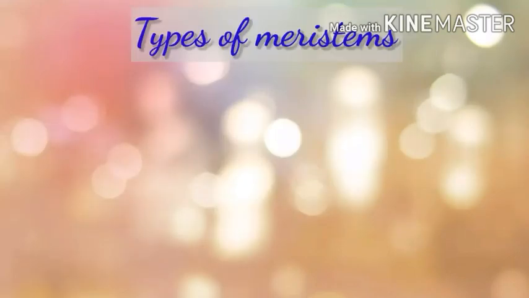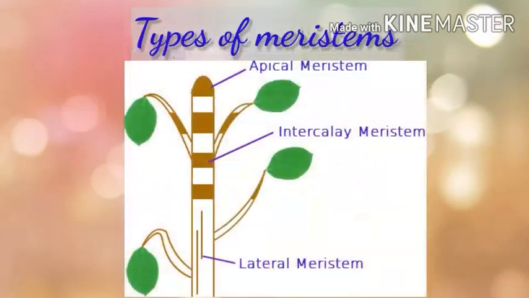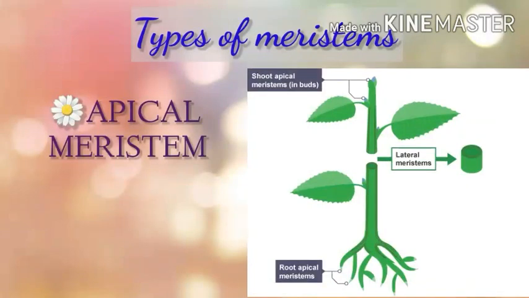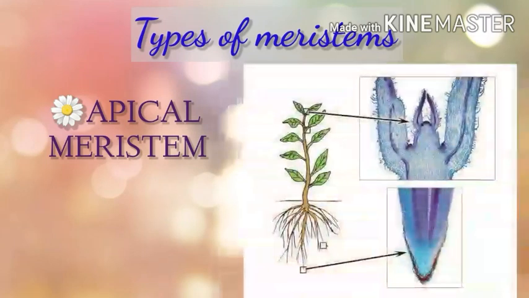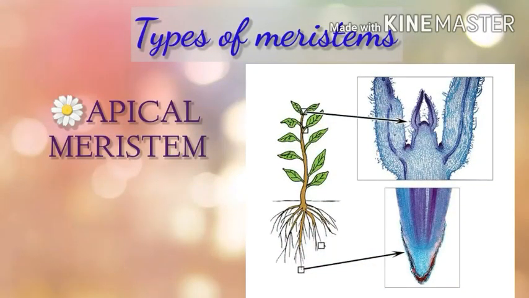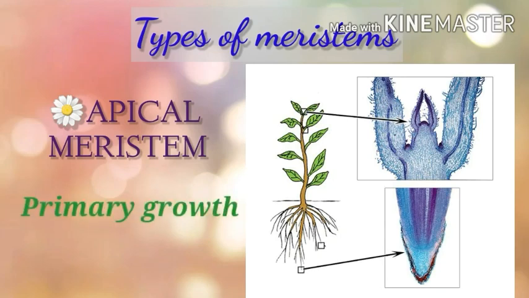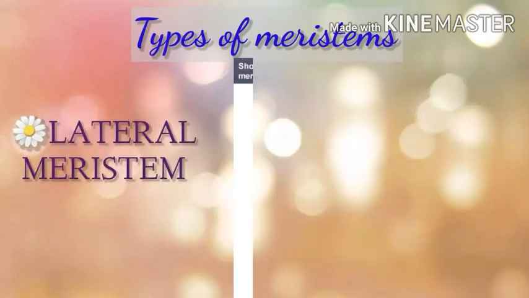Next, let's discuss the types of meristems. Based on which part of the plant body it is located, meristems are of three types: apical meristem, lateral meristem, and intercalary meristem. First type of meristem, apical meristem. It is the growth region in plants found at the tips of shoot and root. It is a region of actively dividing cells. Apical meristem is responsible for the growth in length or height of the plant. This growth, which occurs as a result of cell division at the shoot tip and root tip, is called primary growth.